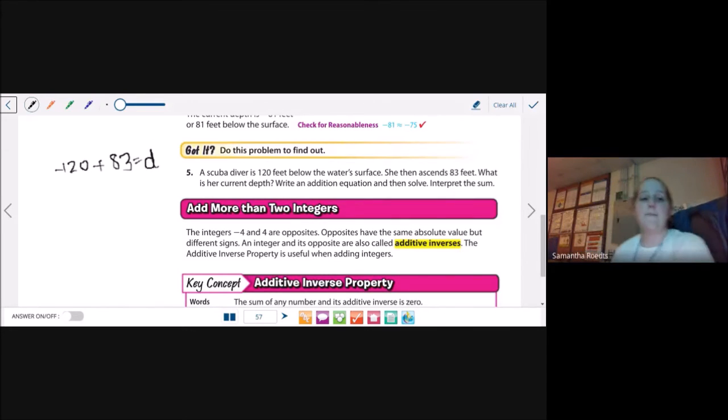Okay, so they are different signs. So I need to subtract. 120 minus 83 is 37. 120 is the larger of the two numbers, and it's negative, so my answer is also negative. So negative 37 equals D, so my depth, she's still 37 feet below the water surface.